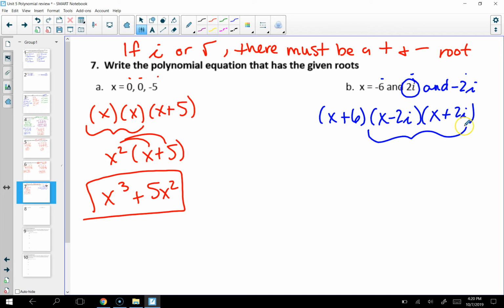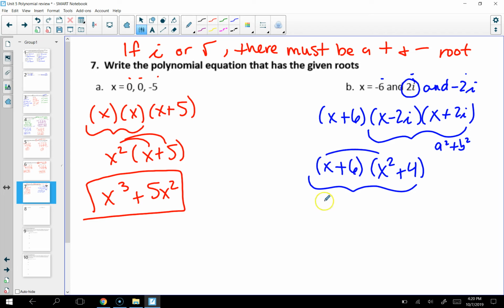I'm going to multiply these together first. So x plus 6 is still here. I know that when I multiply conjugates with i's, I can do a squared plus b squared. So I have x squared plus 2 squared, which is going to be 4. That's always true when you have complex conjugates, when you have that i involved. Okay? Don't forget that little trick we learned. Or you could actually FOIL it out, and if you did, you would end up with x squared minus 4i squared, and remember i squared is equal to negative 1. So you would end up with the same thing. Now we're going to multiply these together.